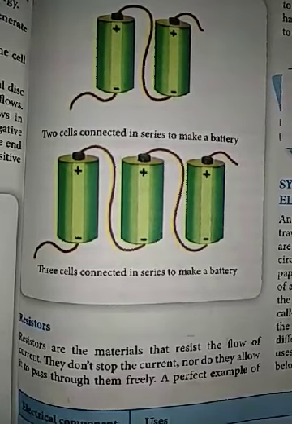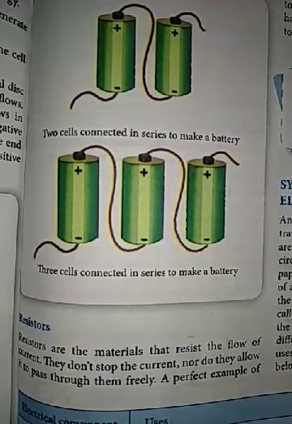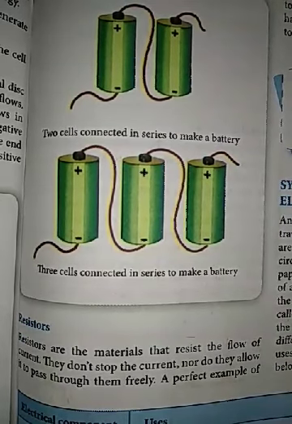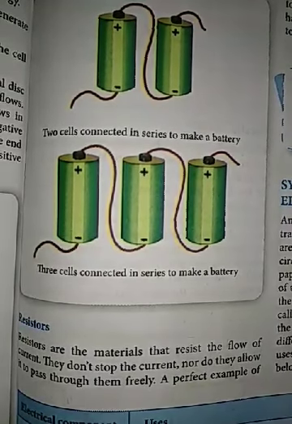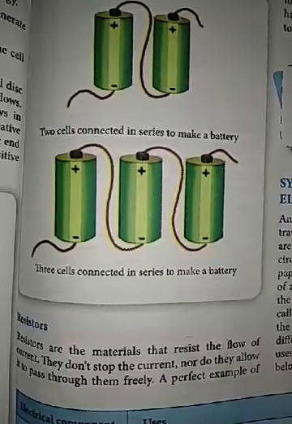This simple representation of a circuit is called a circuit diagram. The different components of the circuit are represented in a circuit diagram using different symbols. Some electrical components, their uses and their symbols are here.